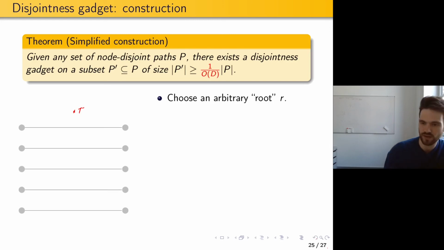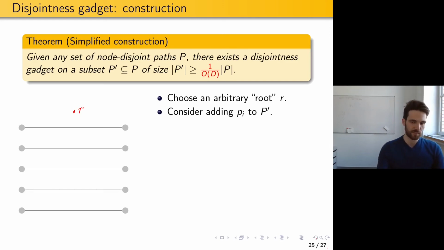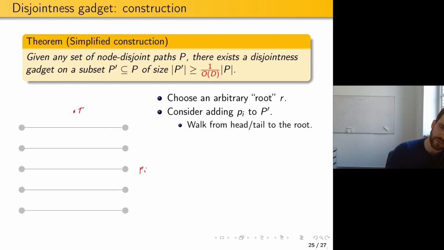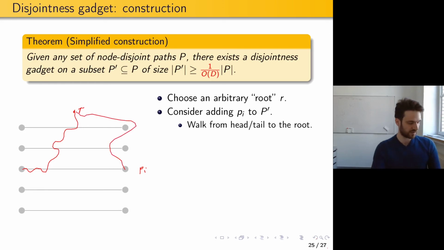Okay. So now, let's consider what would happen if we add some path Pi to our set of disjoint gadget paths P prime. So let's say that this is our path Pi. And what do we do? We take a walk from the head and the tail to the root via some shortest path of length at most order D. You can clearly find such a thing because the diameter of the graph is D. So you take a walk towards the root. It does something like this, and then it intersects possibly some other paths, and eventually it reaches the root. And you do the same thing from the tail.